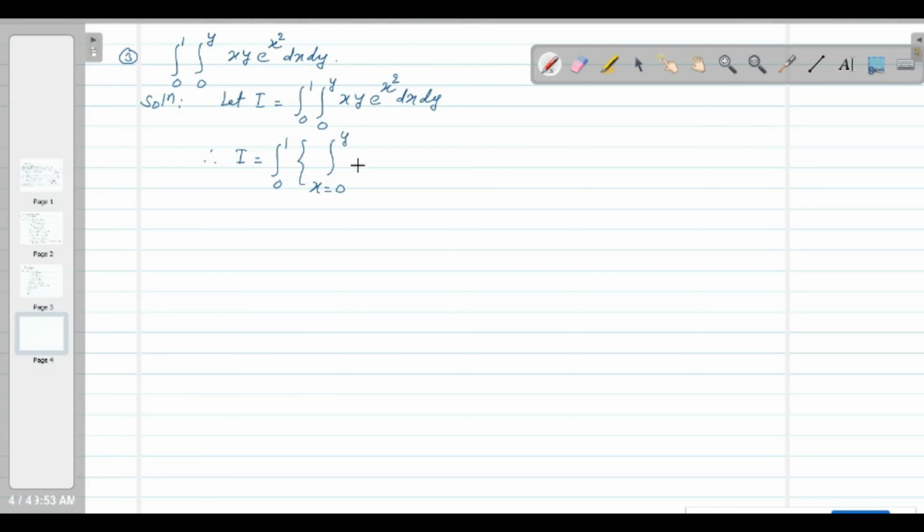So I will not write x on top. And this is x y e raised to x square with respect to x, since this is the limit of x. So we integrate the inner integral with respect to x first, and the outer integral is dy. Integration of limit 0 to 1. Here integration is with respect to x, so what is y doing here? Take y outside.